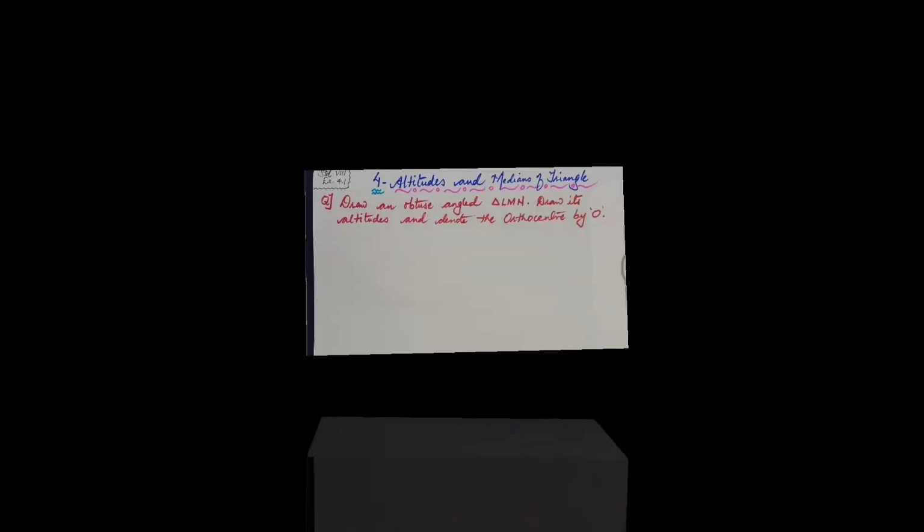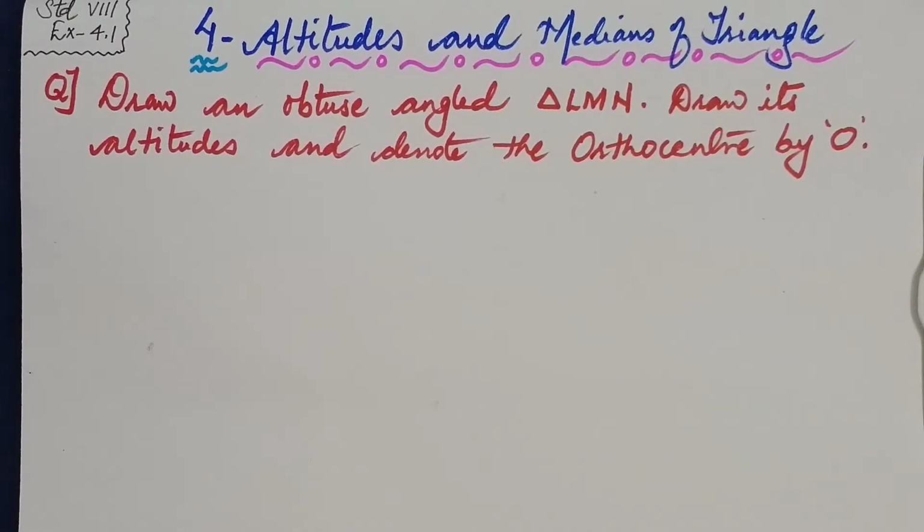Students, let us now begin with exercise 4.1. The question is, draw an obtuse angle triangle LMN, draw its altitudes and denote the orthocenter by O. As you all know, an obtuse angle triangle is a triangle in which one of the angles is more than 90 degrees and less than 180 degrees. So let us start drawing the obtuse angle triangle.